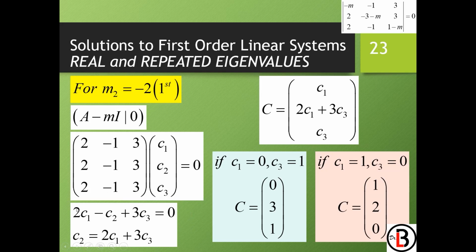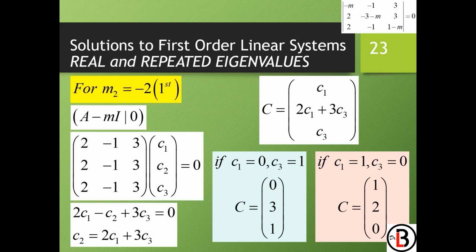Now from this, I try isolating C2 because for me, it's easy to isolate C2. And typically what I isolate, by the way, is C2. So if I isolate C2, I'll get 2C1 plus 3C3. Some of you might ask, is it okay to isolate C1? Yeah, it's okay. Is it okay to isolate C3? It's okay. It's up to you.